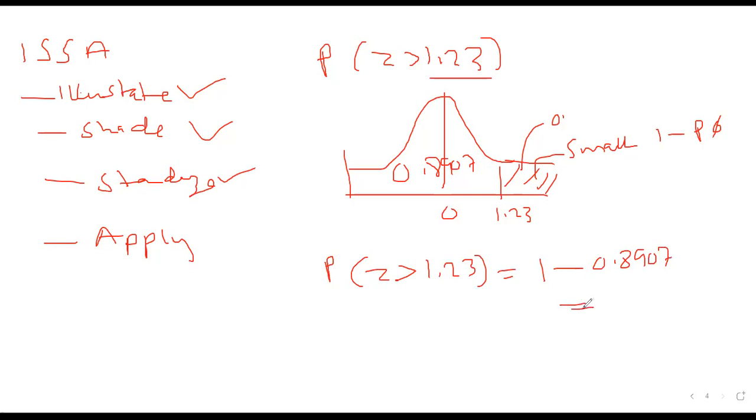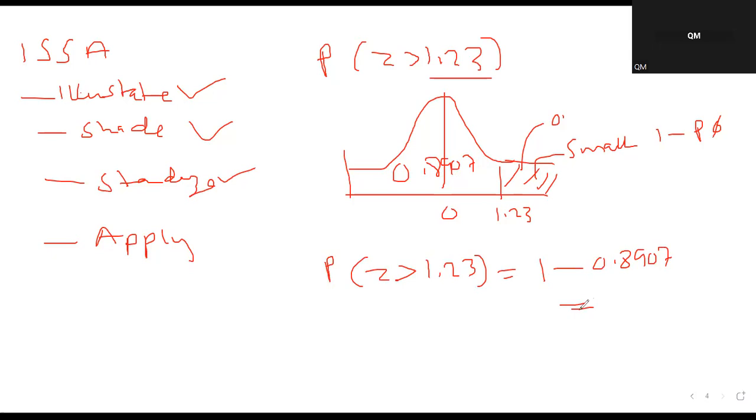All right. So what's the difference? One minus 0.8907, which is 0.1093. Correct. So this is about 10%.